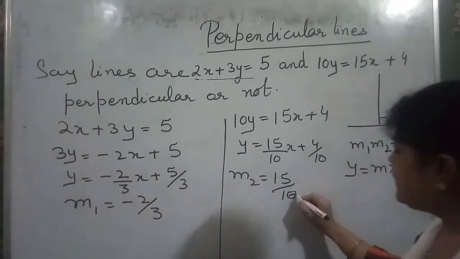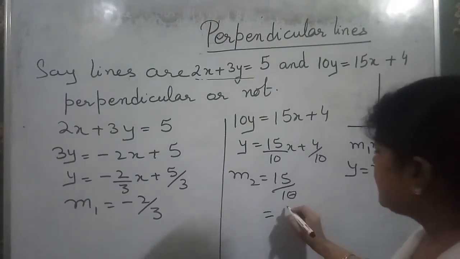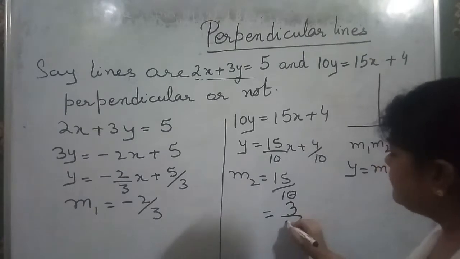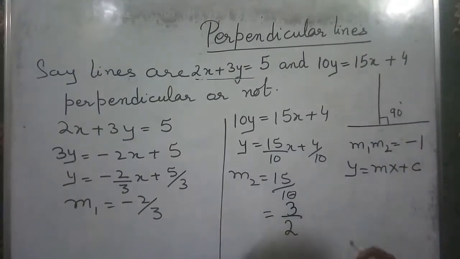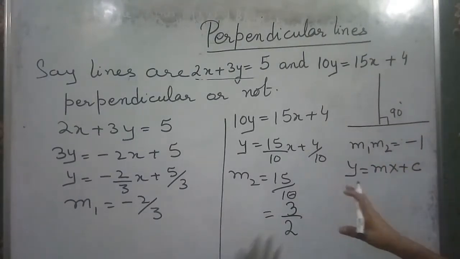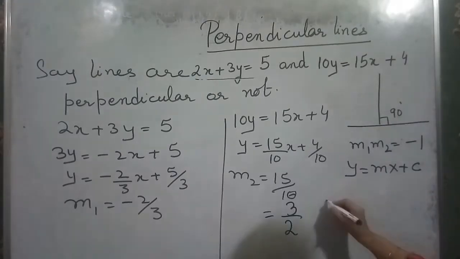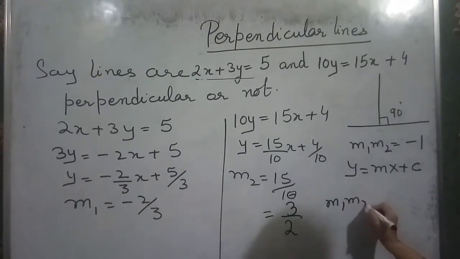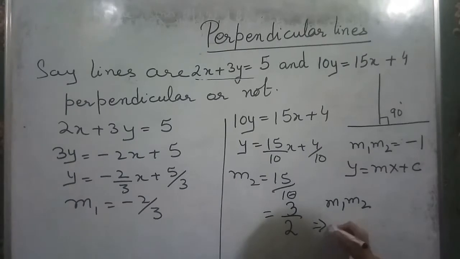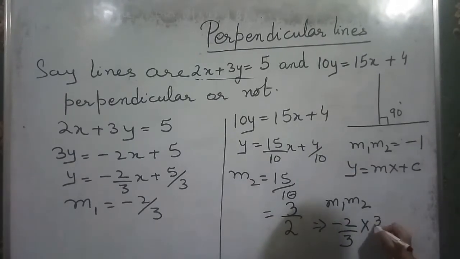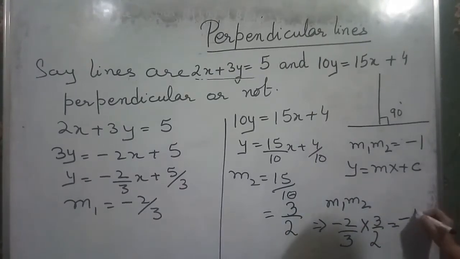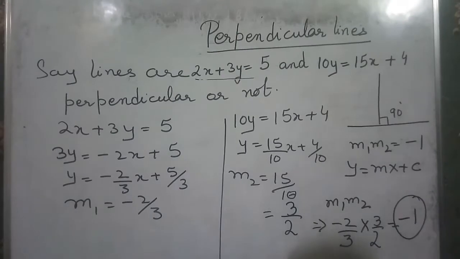Now when we solve it, we have 3 by 2. Clear? Now we have to find the product of the two slopes. That is m1 into m2. So we have minus 2 by 3 into 3 by 2. And when we observe that, it is cut down and we get the answer minus 1.